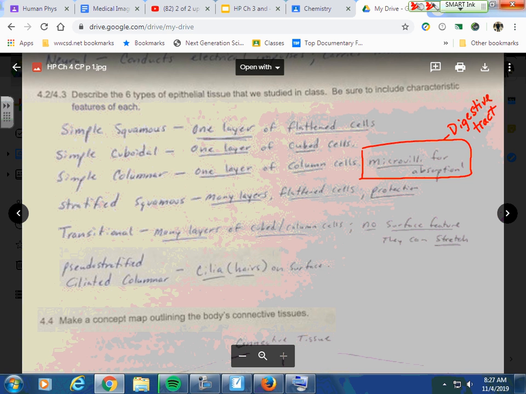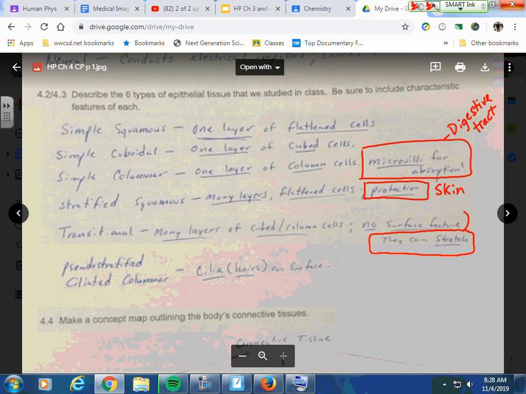And then we have multi-layer, or what appears to be multi-layer. We have stratified squamous. Stratified means many layers of flattened cells, and that makes them good for protection, by the way. An example of stratified squamous would be your skin. We have transitional, which looks like many layers of cubed cells, almost like stratified cuboidal, or it could look like stratified columnar, depending on if it's stretched or not. And that's the key characteristic of transitional, that it can stretch.